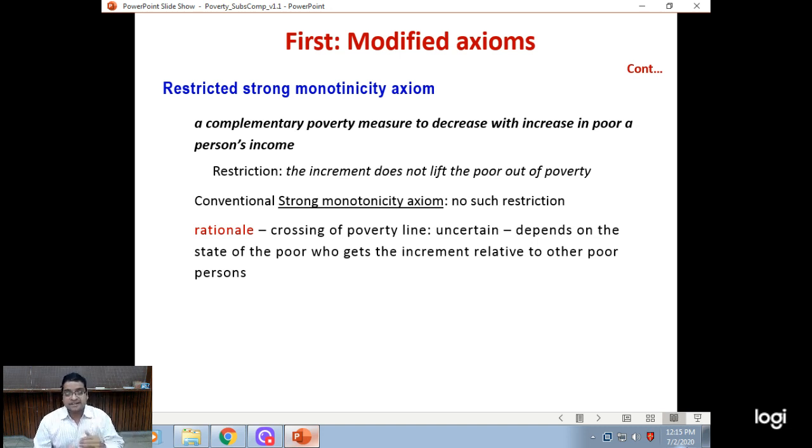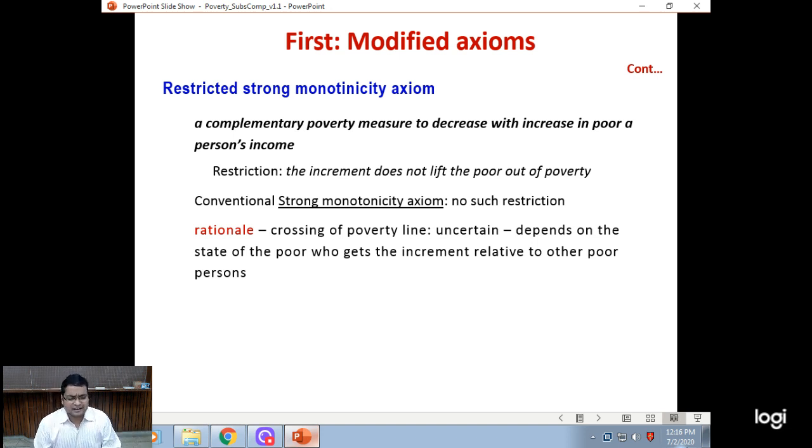Why we are bringing in that restriction in this axiom is because once the person crosses the poverty line, the poverty of the poor has to do with the people who are left in poverty. That poverty of the poor would increase or decrease compared to the previous situation depending upon the person whose income increased and who has left poverty. Whether that person's original income was higher or lower than the average income of the left-out poor would decide whether the left-out poor's poverty would increase or decrease.